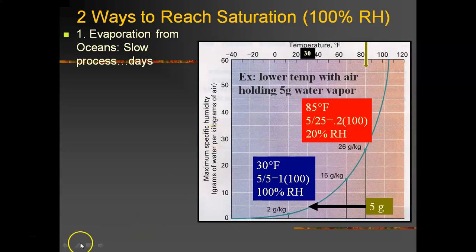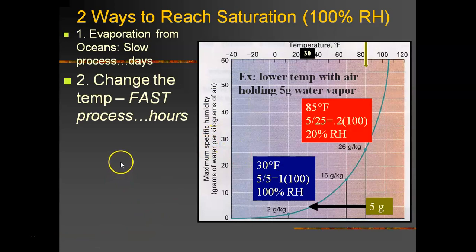But there's another way, a much more important way, and I've got this highlighted. A very, very fast way to reach saturation is to change the temperature. And you can do this in hours, a couple of hours, not days. You change the temperature, and it's all related to the fact that cold air can't hold much water vapor, and warm air can hold a lot.